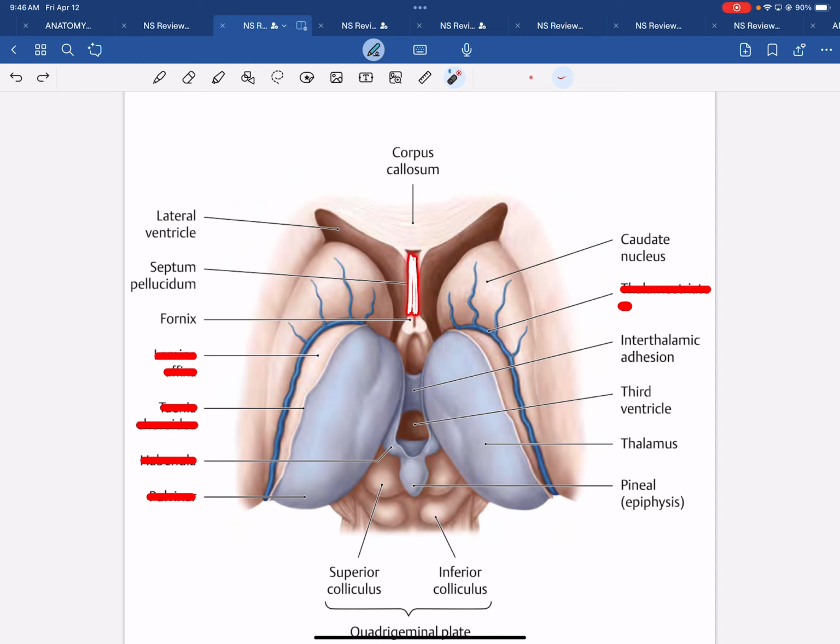What's the function of septum pellucidum? Separate lateral ventricle. Good, right? So it separates the lateral ventricles. Function of the fornix? Connect mammillary body to hippocampus. Good, connects mammillary bodies to hippocampus. Good.